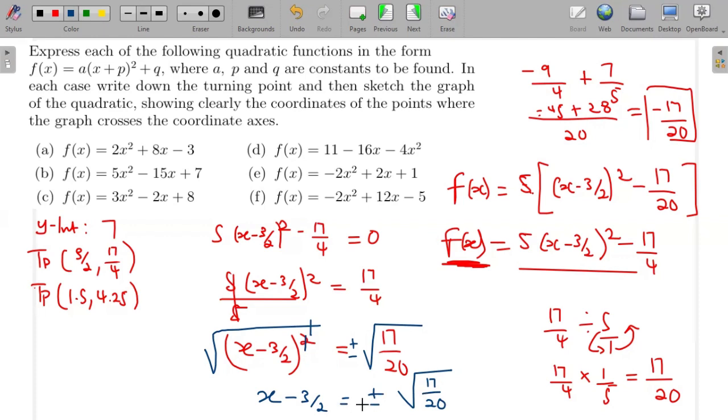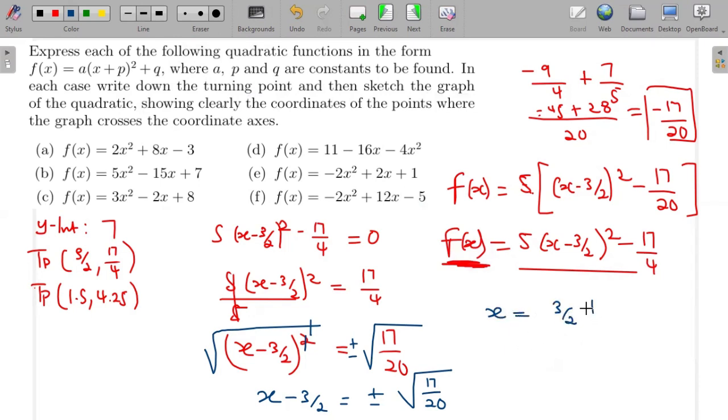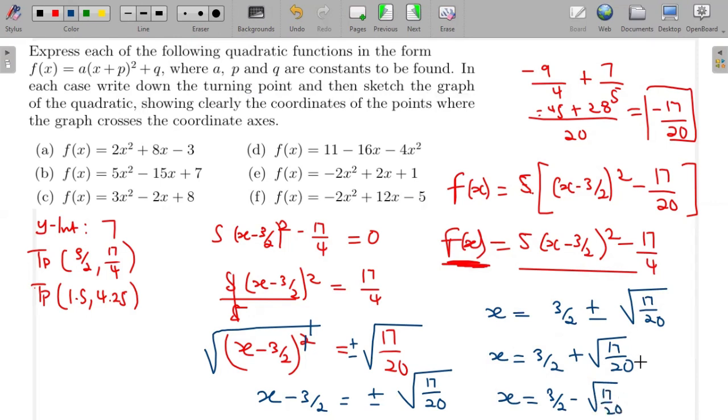And then from here, I can get my two values of x. So the first one will be x is equals to 3 over 2 plus the root of 17 over 20. The other one will be x is equals to 3 over 2 minus the root of 17 over 20. So you can find the approximate values of this. You check with your calculator.